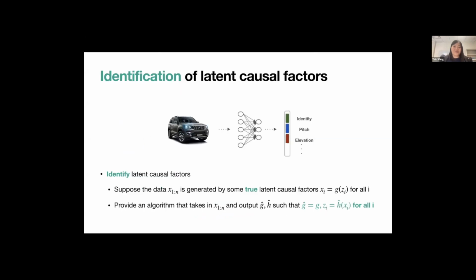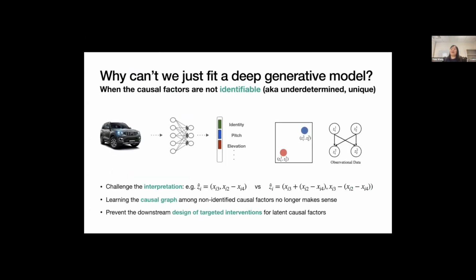So I hope at this point I have convinced you that we really care about identifiability from a practical purpose, for causal representation learning to really help us down the road. It's not just a theoretical construct that we're intrinsically interested in, but rather this bears practical consequences.